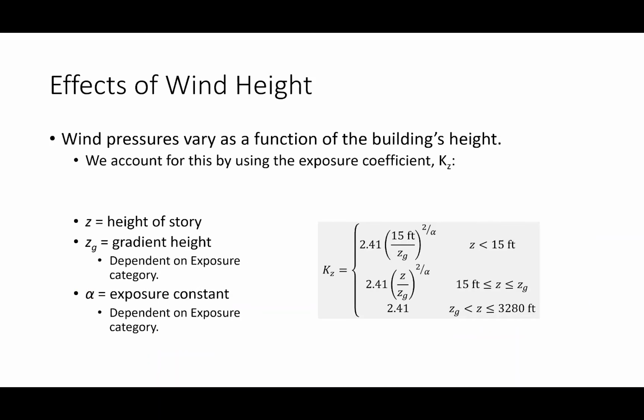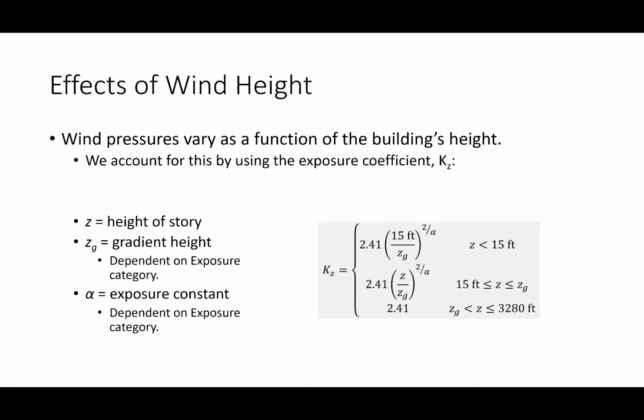Okay. All right. So like I said, as buildings get taller, wind speeds increase, wind pressures increase, I should say. And then we account for this by using what's called an exposure coefficient. This is the term KZ. It's a function of the height of the story. I'll show you how this expression works here in a little bit.